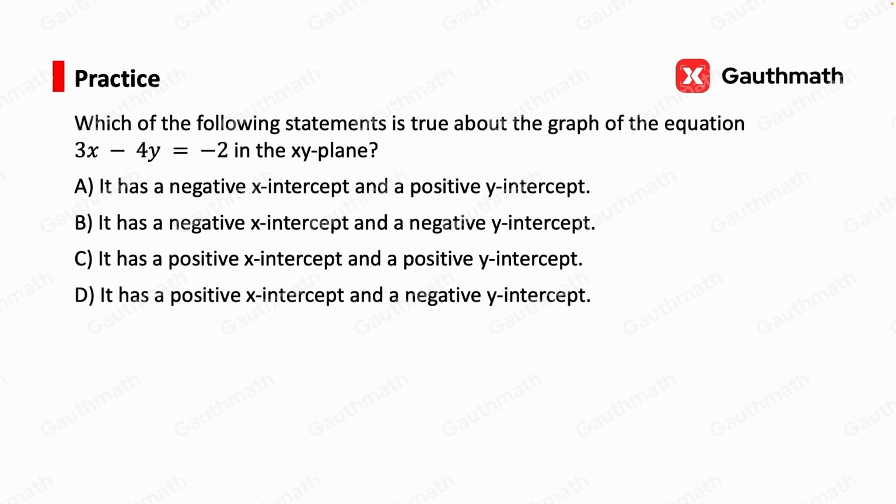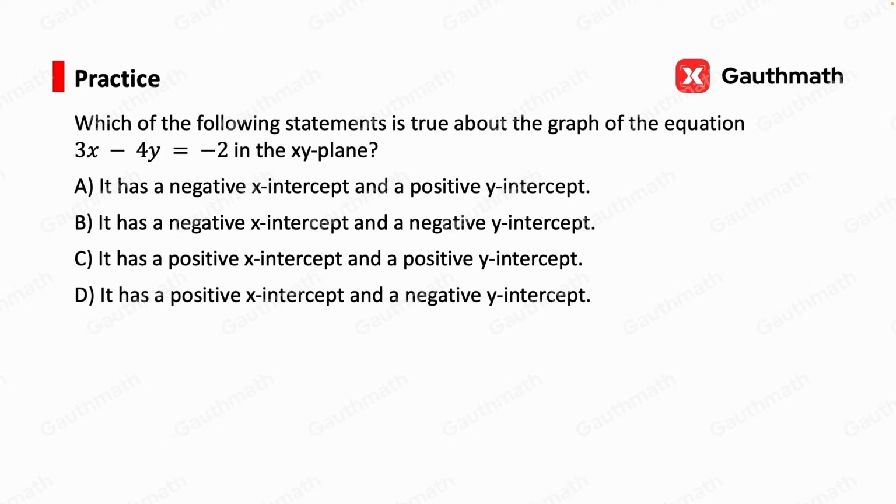Let's look at one more practice question. Which of the following statements is true about the graph of the equation 3x minus 4y equals -2 in the xy plane? There are 4 choices, A, B, C, D, and they are all about the signs of the x and y intercepts. Remember, how do we find the x and y intercepts?